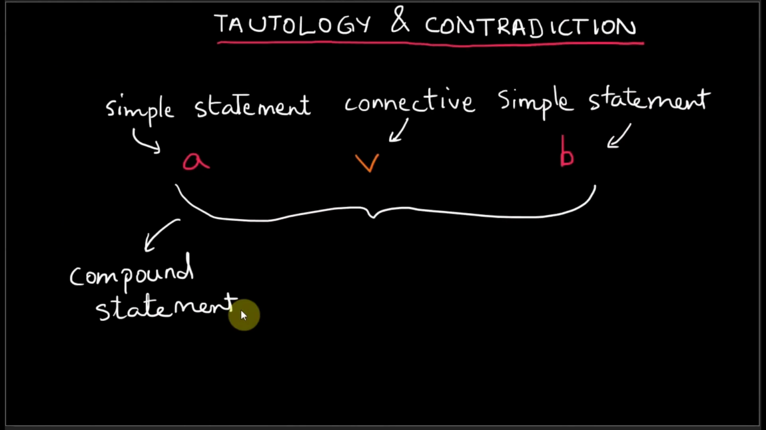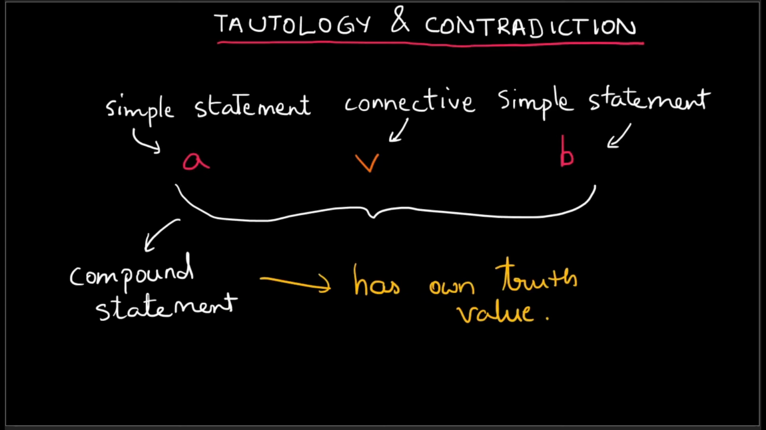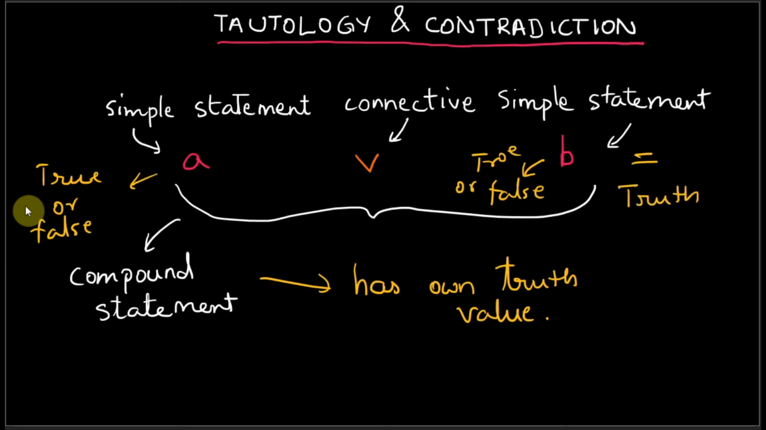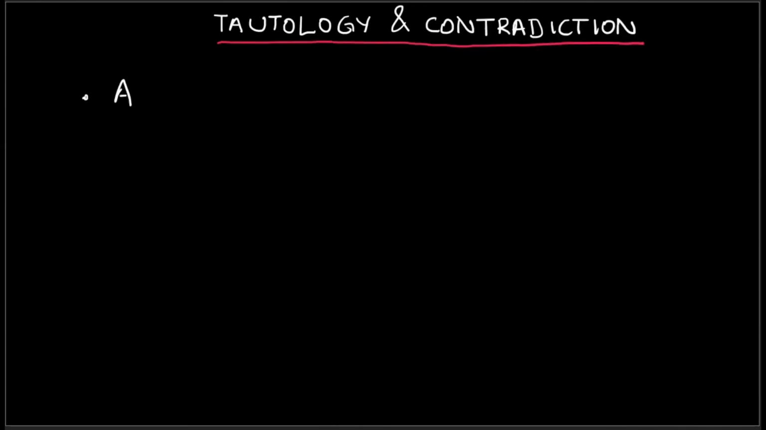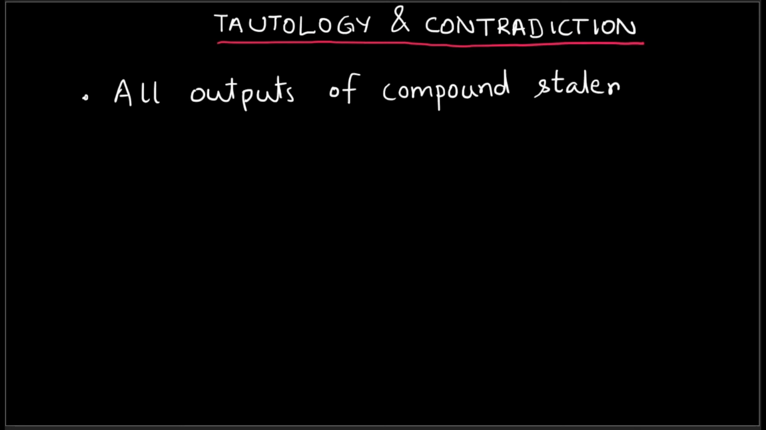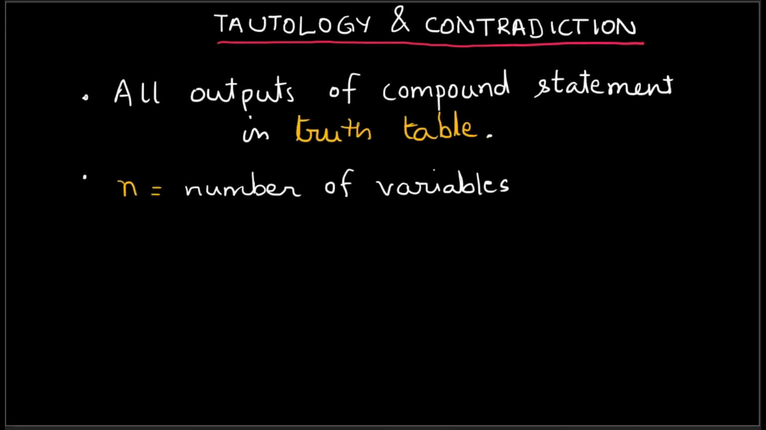Compound statements have their own truth values that depend on the simple statements they are made of. Individual statements are true or false and evaluated to a single truth value, which is the truth value of the compound statement. You can see all outputs of a compound statement in a truth table. The number of rows in a truth table depends on the number of variables in the compound statement.